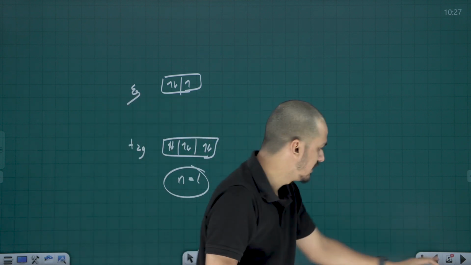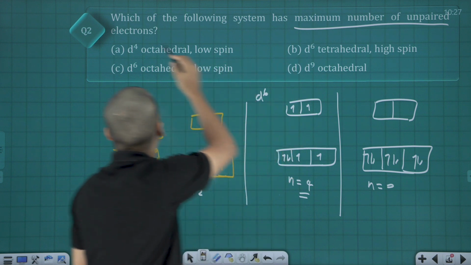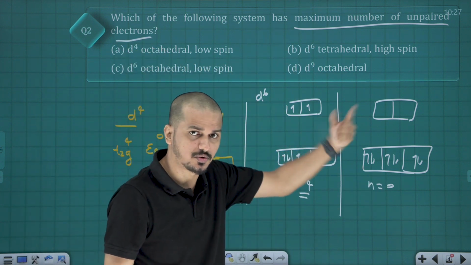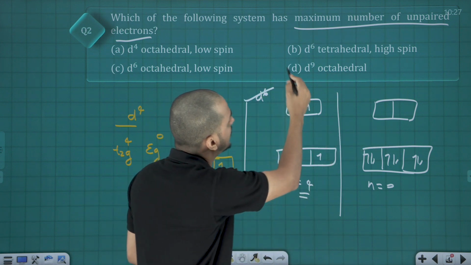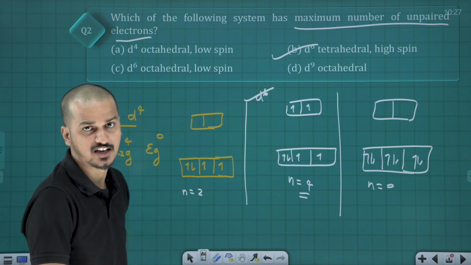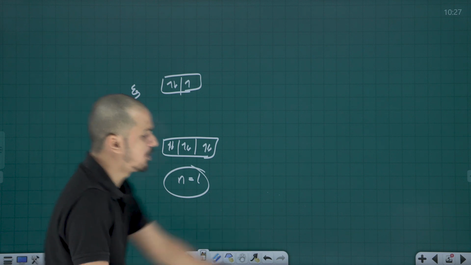So in our question, they are asking the maximum number of unpaired electrons possible. Here 2, here 4, here 0, the next one 1. So the answer is d6 tetrahedral high spin. Clear? Ready? Yeah. Next question.